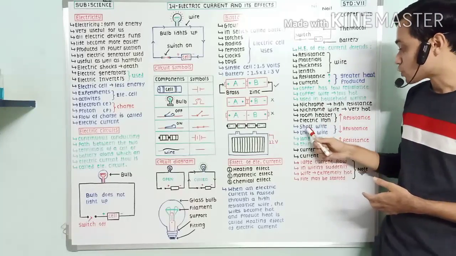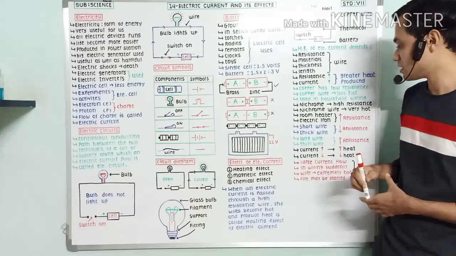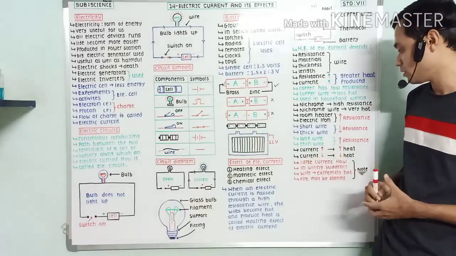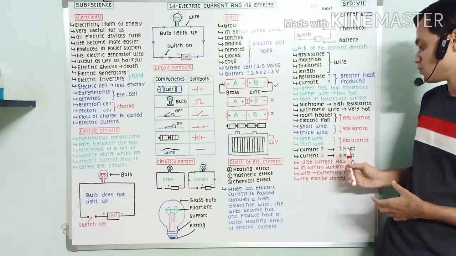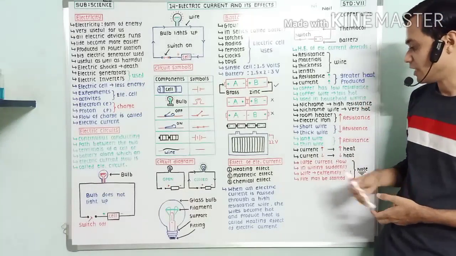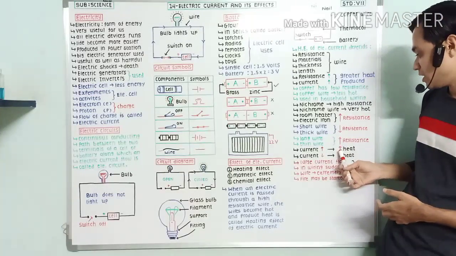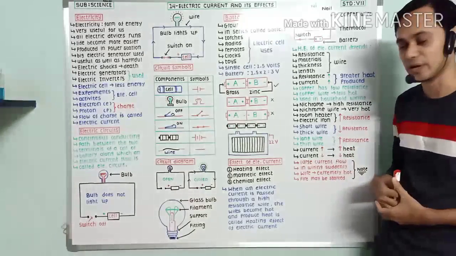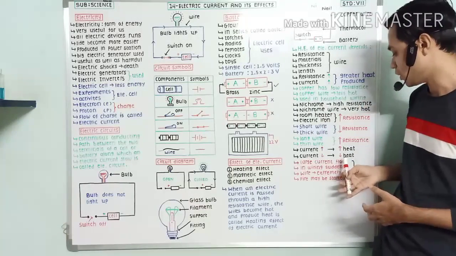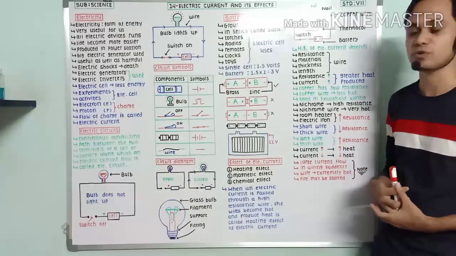After that, a short wire and a thick wire have low resistance, right? That is the reason why they cannot produce greater heat. But a long wire and a thin wire have very high resistance, which means they produce a greater amount of heat. Therefore, if the value of the current is high, it produces a huge amount of heat. If the current is very low, if we pass a small amount of current, then less heat is produced.